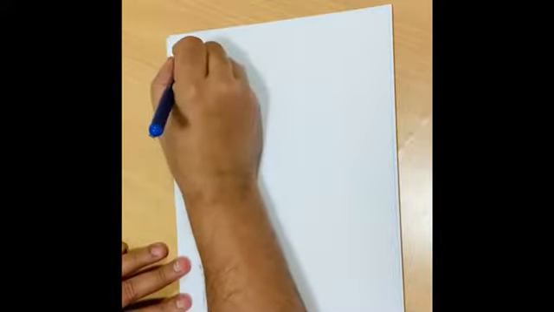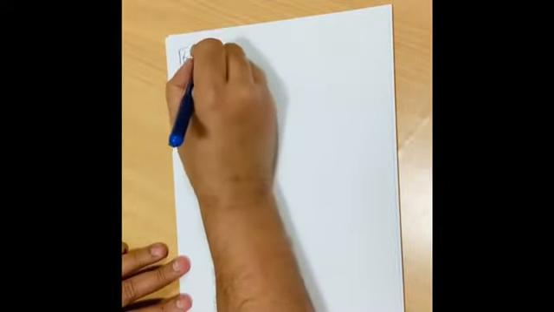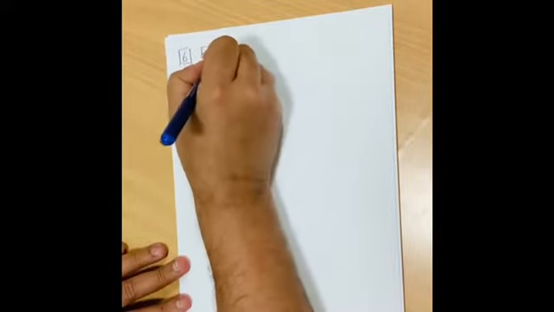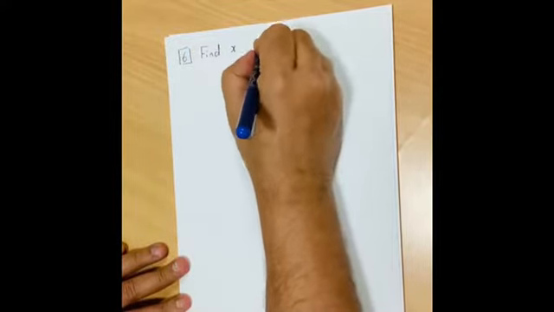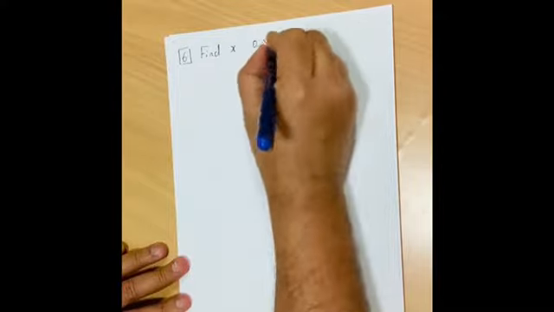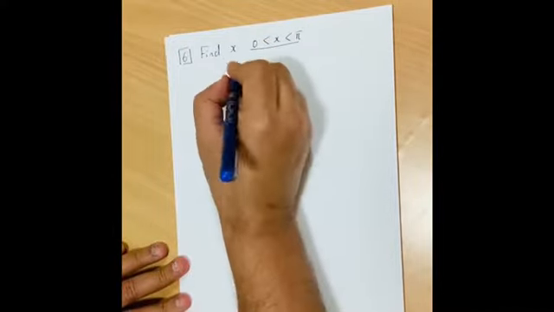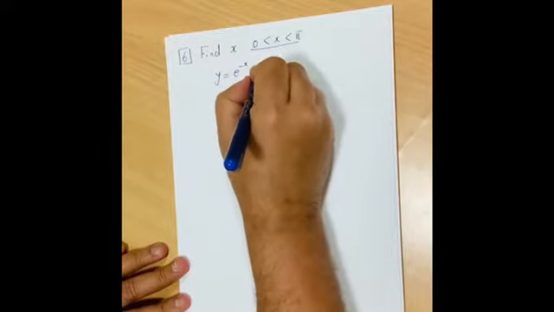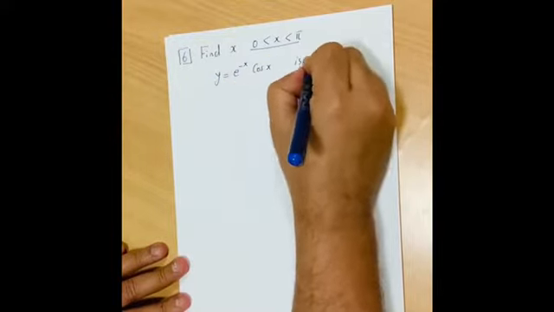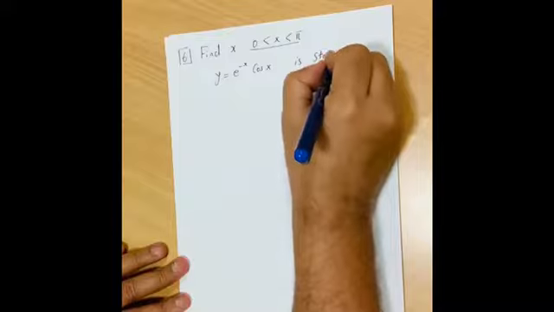Here we go again, guys. Let's do question 6. Find the value of x between 0 and pi. So this is the range for which e power of negative x cosine x is stationary.